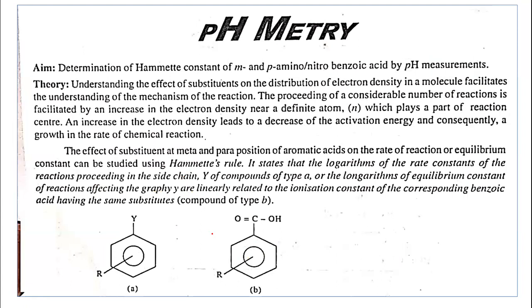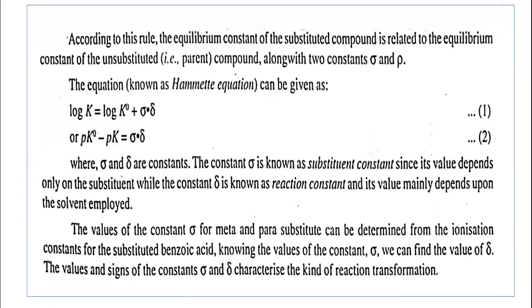Particularly in this experiment, we are taking the example of benzoic acid and its various substituents like meta and para amino nitrobenzoic acids. What is the effect of the meta substituent and the para substituent on the ionization constant of the corresponding benzoic acids, that can be studied. So let us see the Hammett equation here.